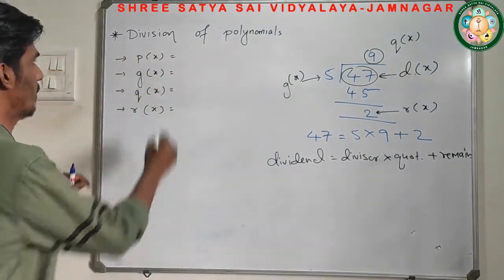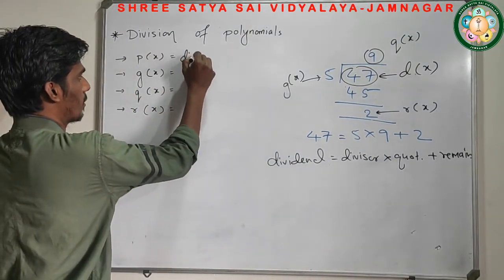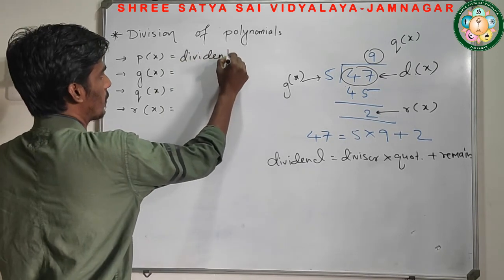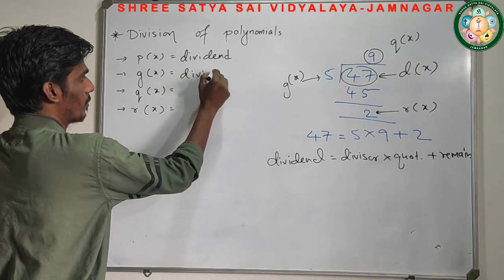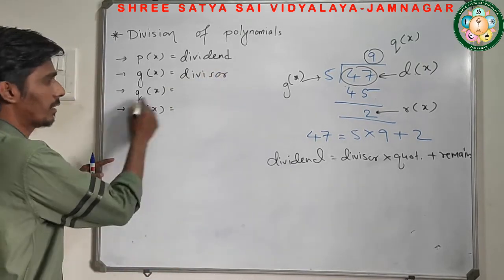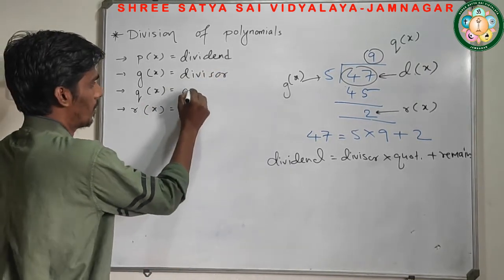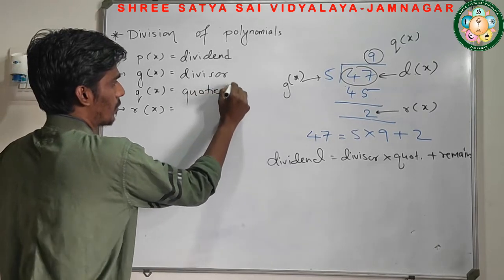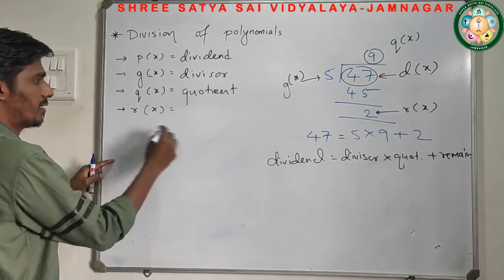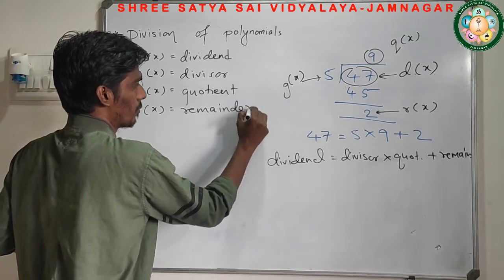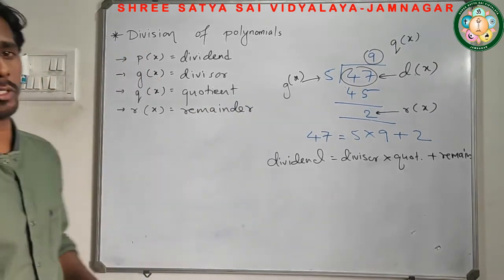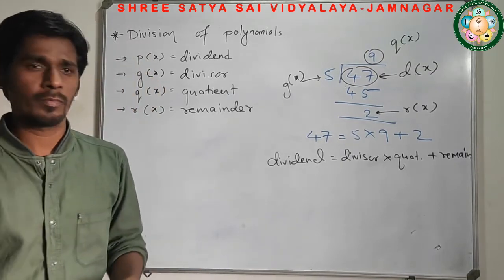Now write down this thing. P of x is the dividend. G of x is the divisor. Q of x is the quotient, and the last, r of x, is the remainder. So these are the terms which we are going to use for division of polynomial.